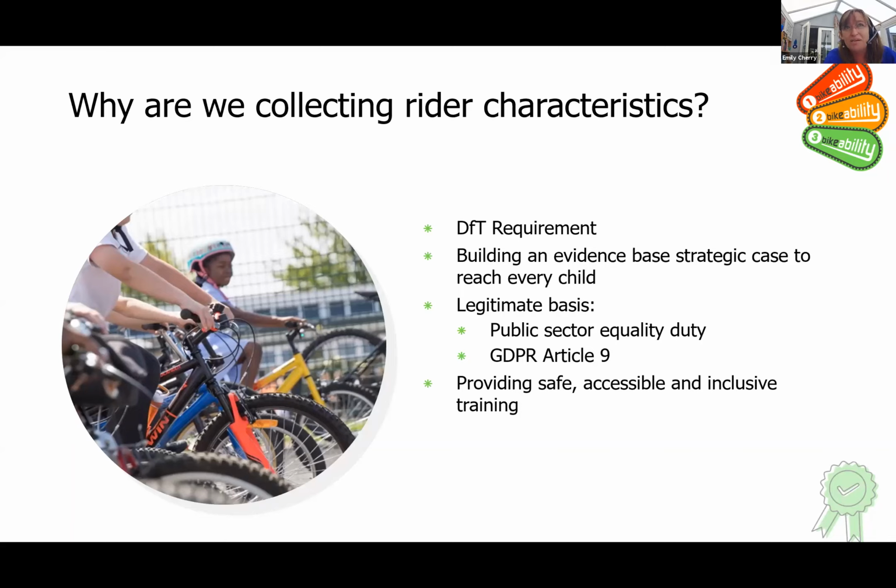Now, I think probably the most common complaint that we get into the trust from parents is that their child, particularly on the basis of special educational needs and disabilities or an accessibility issue, was not provided with, in their words, the right form of support to take on Bikeability. So if we've got all these systems in place and we're asking for the data in advance, then we will be able to provide much more inclusive and accessible Bikeability. So it really helps us on the delivery perspective as well, which is great. So that's why we're collecting rider characteristics.